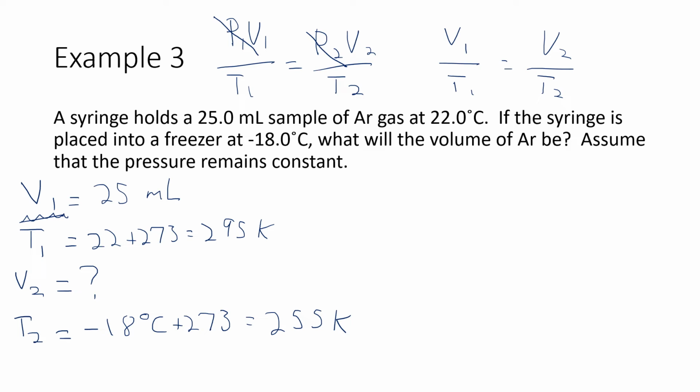Okay, now the thing we're looking for is V2. So up here in our equation, V2 is divided by T2. To get V2 by itself, I need to multiply both sides of this equation by T2, and flipping this around so that I have the unknown on the left-hand side, I've got V2 is equal to V1 times T2 divided by T1.